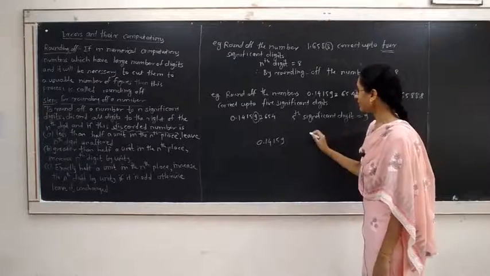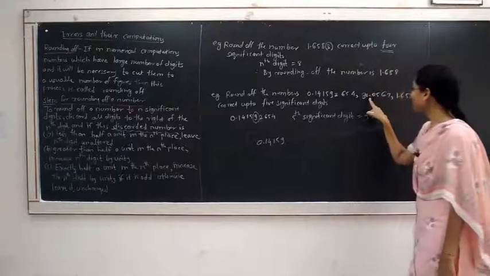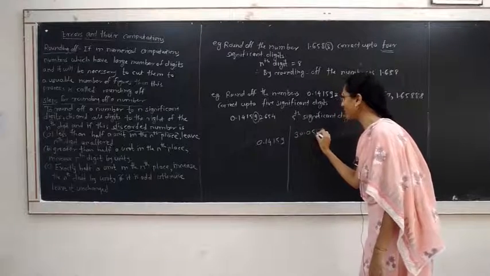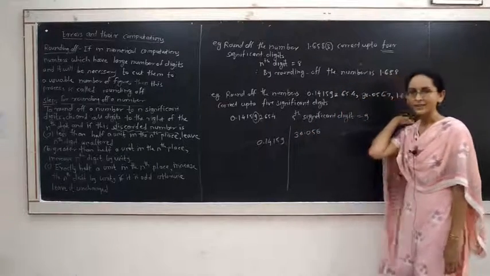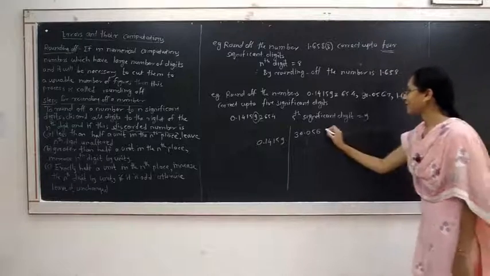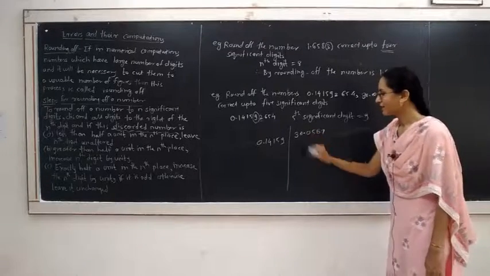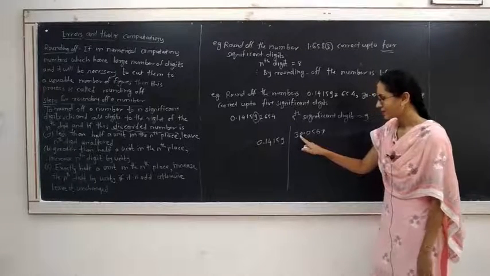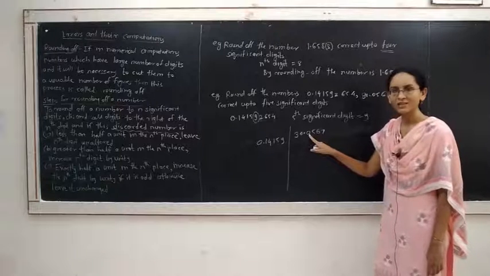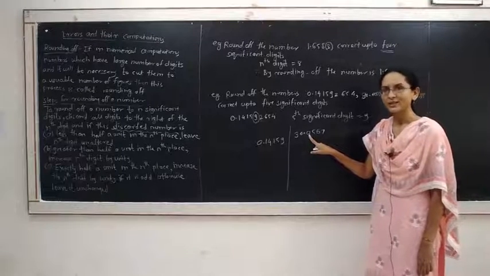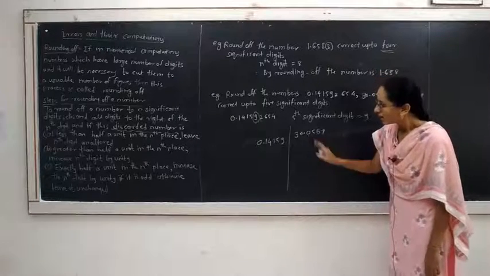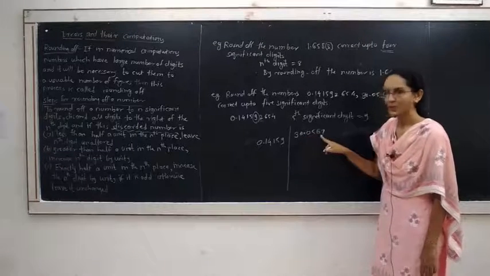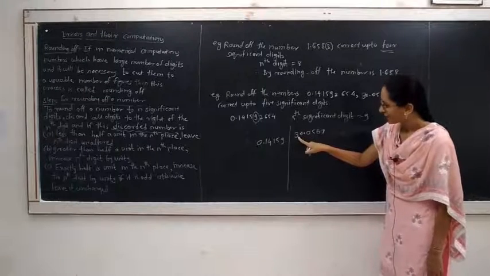The next number we have to round off is 30.056. In this number, there are 6 significant figures or 6 significant digits, given by 300567. Now this 0 comes in the significant digits because it does not represent only the position of the decimal point, but it is considered as a significant figure.